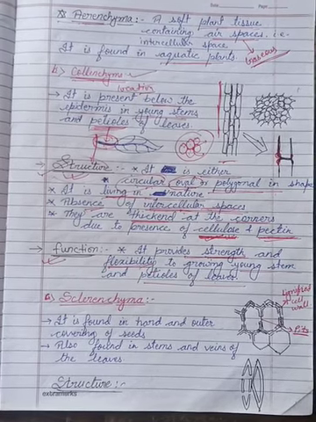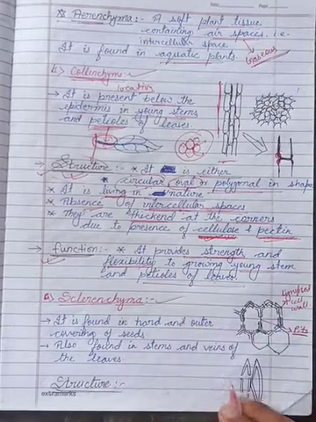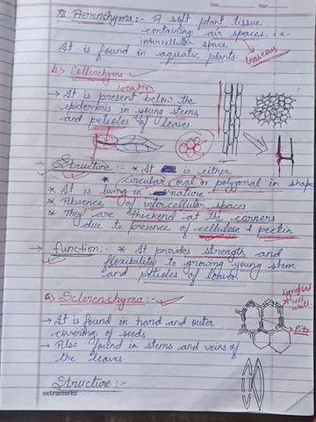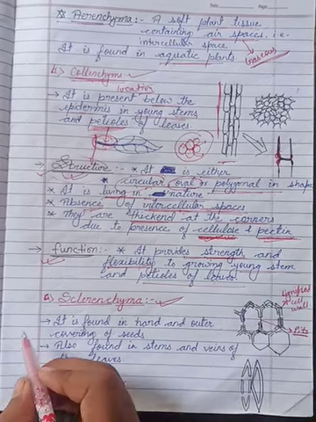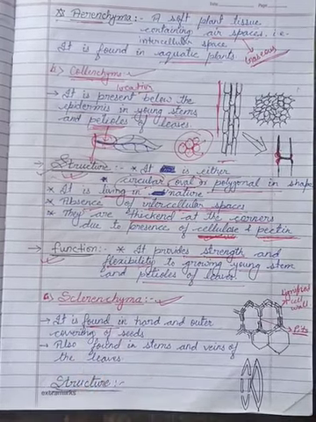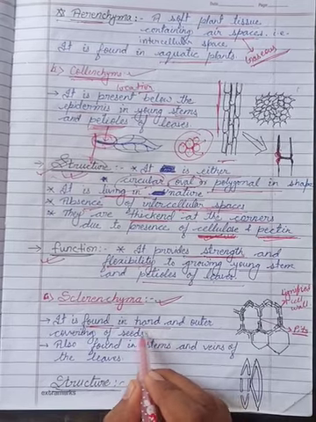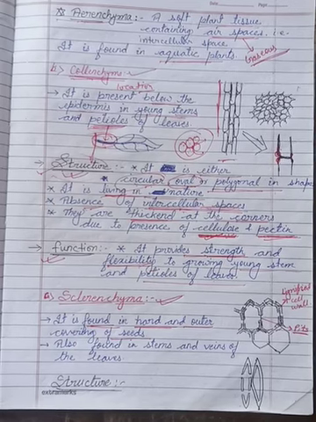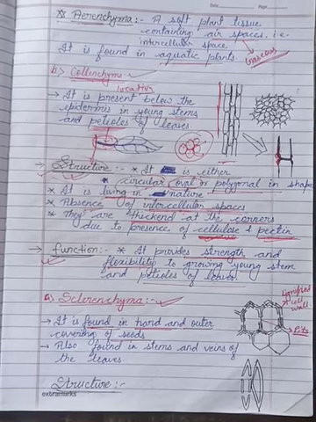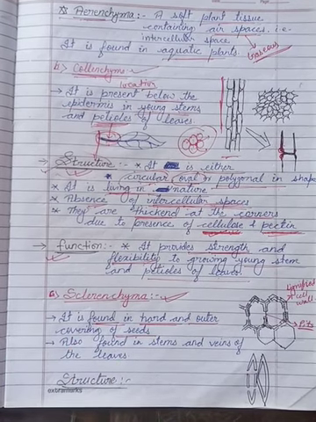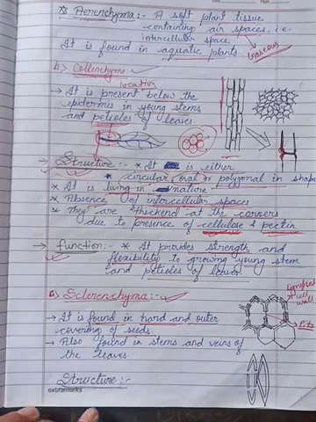Okay. Now take a look at the sclerenchyma. It is the third type of simple permanent tissue, and here it is the location. Location means where it is found. It's found in each and every hard outer part, the outer covering of the seeds. That means if you're thinking that because of sclerenchyma the seed or plant is hard and harder, you are right.